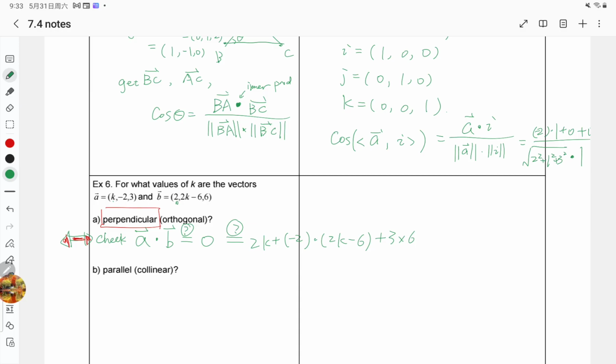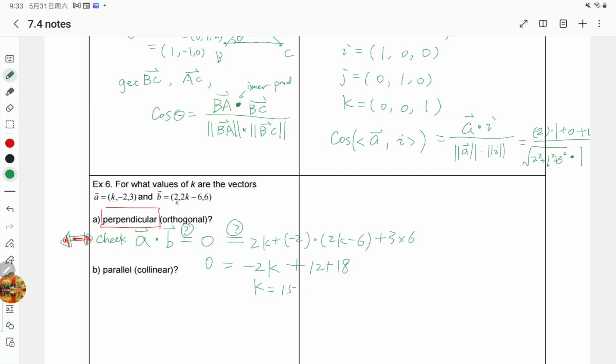I don't know if this is okay. To find the values of k, right? So solve for k, yeah. So you just simplify this so that it becomes 0, I guess this is -2k after simplification, plus 12 plus 18. 12 plus 18 is 30. Okay, so k is equal to 15. Yeah, something like that, right?